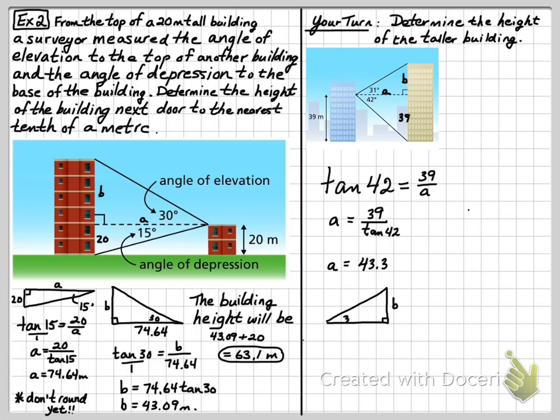Now we're going to use that to figure out what side B is. And you're going to say the tangent of 31 is B over 43.3. Opposite over adjacent. And B is equal to 26.0. That means that our total height is 39 plus our 26.0, which is 65 meters.